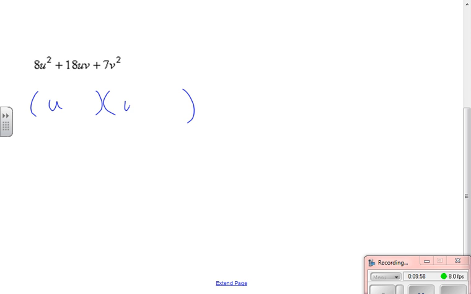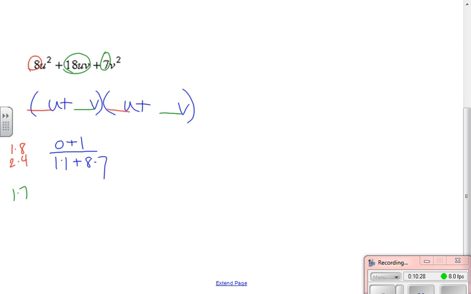We have a u in each one, a v in each one, plus plus plus plus. So we have to figure out how our factors of 8, 1 times 8, 2 times 4, combine with our factors of 7, 1 times 7, to make 18. So outside plus inside, since we're plus plus. So 1 times 1 plus 8 times 7. Way too big. 1 times 7 plus 8 times 1.